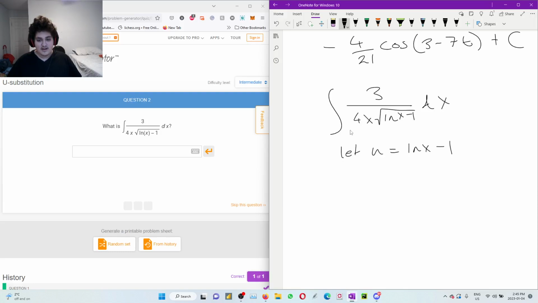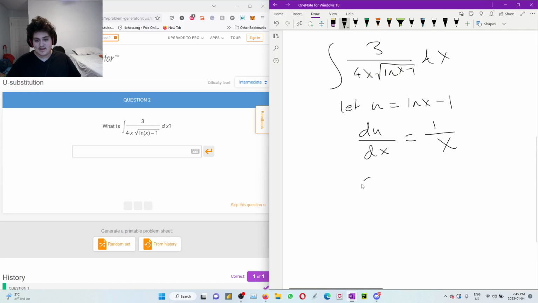So then our 3 over 4 is going to go out. We're going to just have 1 over root u du, which is just u to the minus 0.5 du, which we can integrate using the power rule of integration. So let's do that. du by dx is just 1 over x. That means that we can say du equals dx by x, dx equals du times x, right? We can put this in for this.